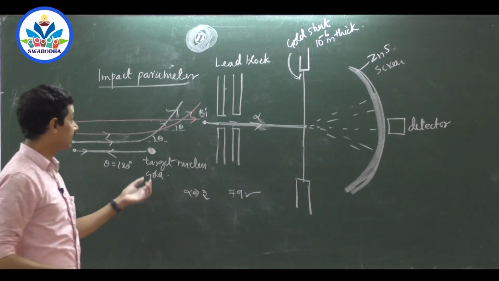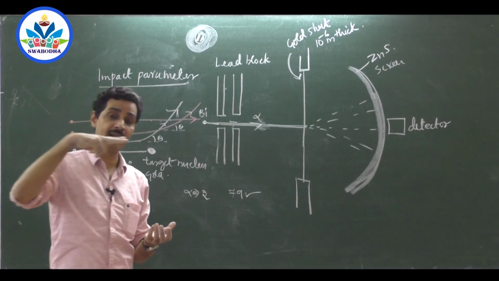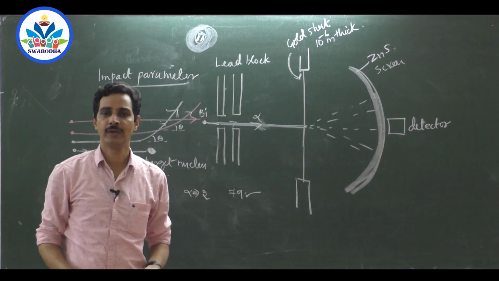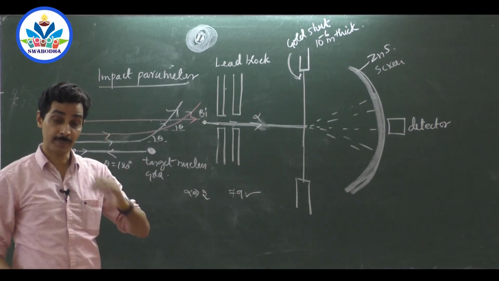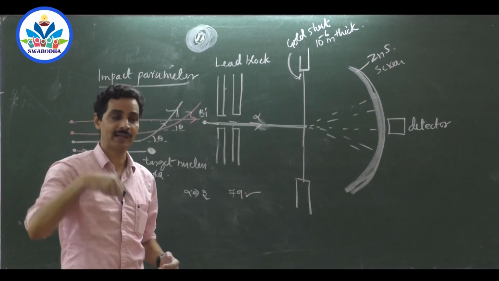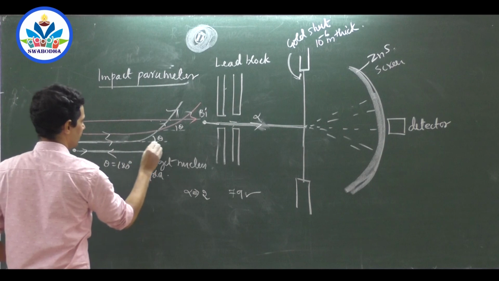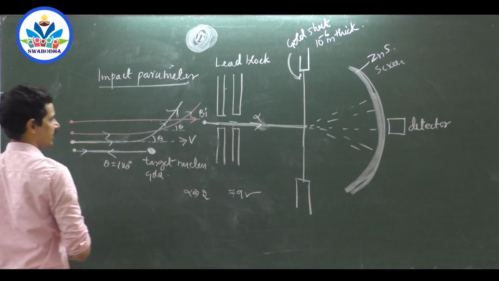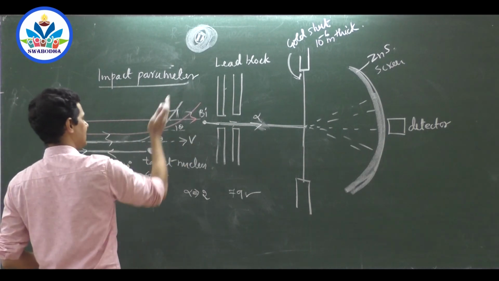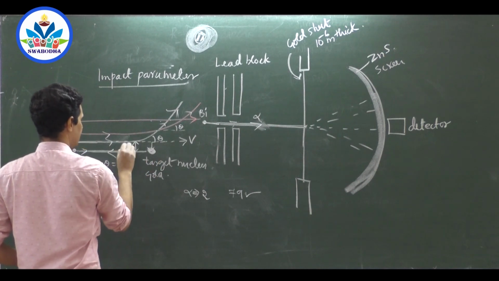They define a word called impact parameter. What do you mean by impact parameter? See the original direction of velocity of the alpha particle and find the perpendicular distance from the original velocity vector to the target nucleus. The original velocity vector is this one, right? This is the original velocity direction. Of course, later on it changed, and this is the impact parameter. I call it b.